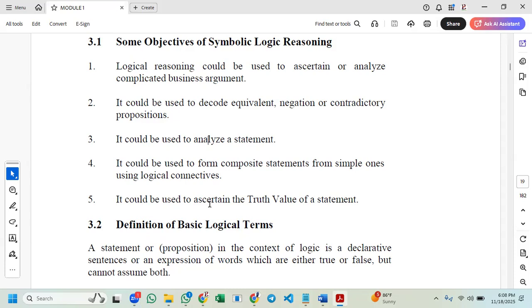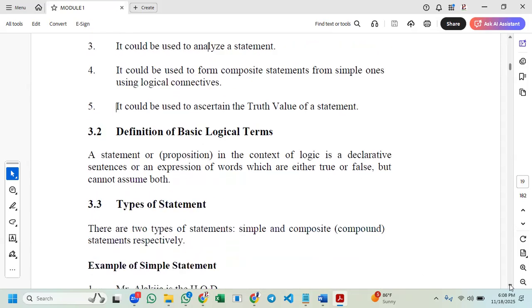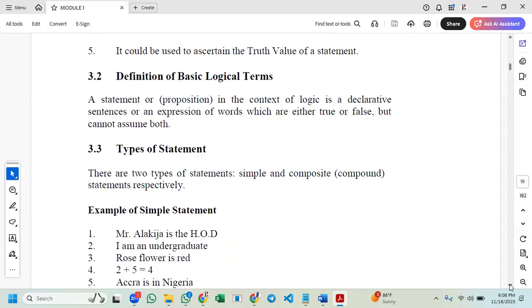Now, it could be used to ascertain the truth value of a statement. That is the last one. Now, definition of basic logical terms. There are some things you should know in logic. They are very common things. So let's go over them one by one.